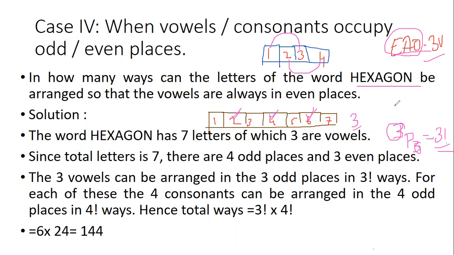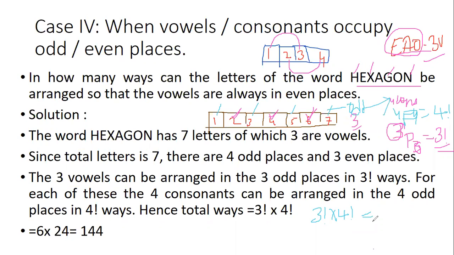Now, apart from the vowels, I have 4 consonants, that is H, X, G, and N. I have to put them into the 4 remaining places: 1, 3, 5, 7. The odd places will be filled by the consonants. So I have 4 places and 4 letters, which is nothing but 4P4, which is 4 factorial. So the total number of ways I can arrange the word hexagon is 3 factorial ways for vowels into 4 factorial ways for consonants.